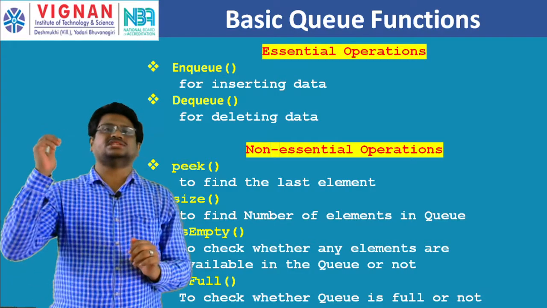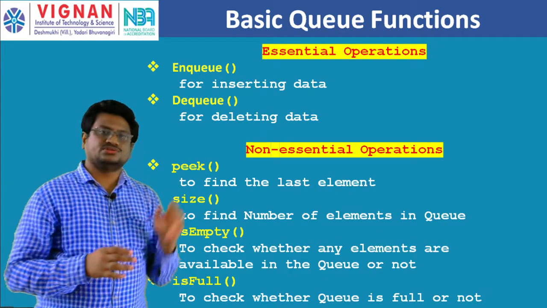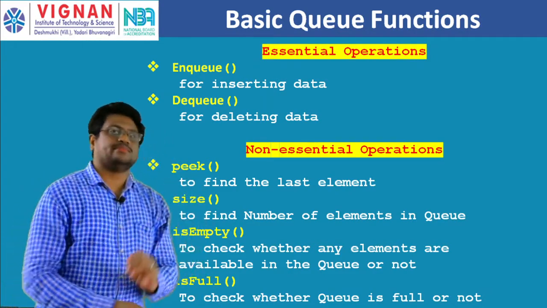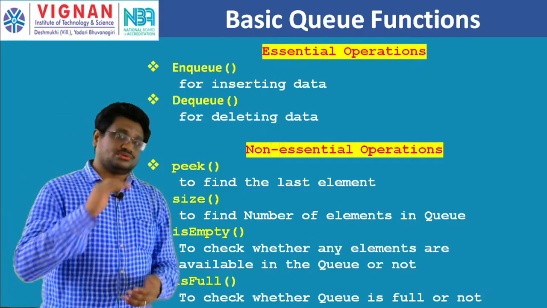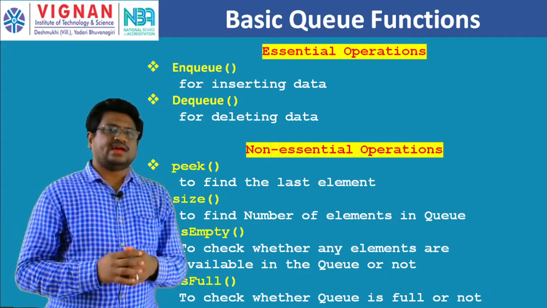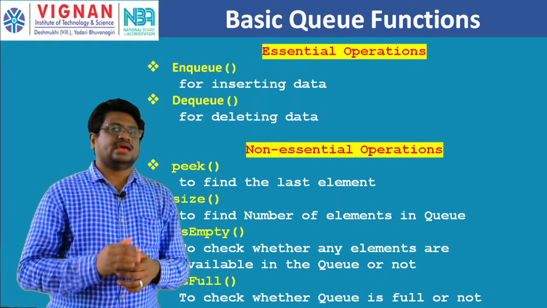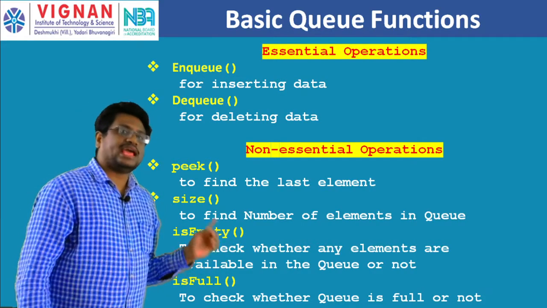DQ is for deletion. NQ is insertion, DQ is deletion. So all these functionalities work the same: P for last, to know the last element; size, to know the size of the queue; and is empty. We define whether the queue is empty or not.